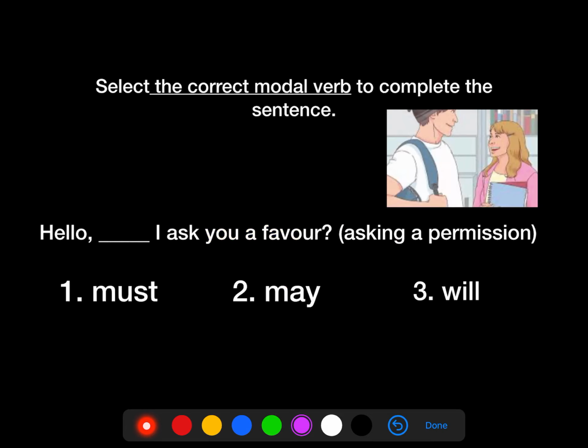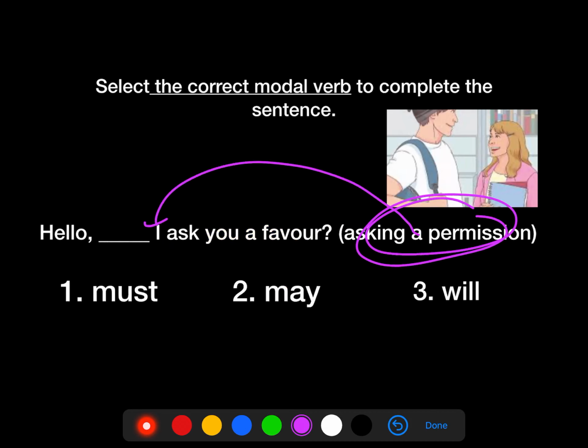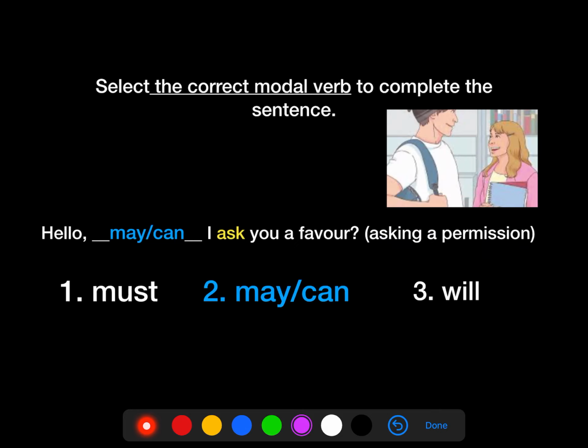So select the correct modal verbs to complete the sentence. Let's read the question. Hello, I ask you a favor. The hint says asking a permission, a modal verb which asks a permission. So we need to figure out. Hello, must I ask you a favor? Or may I ask you a favor? Or will I ask you a favor? Which would be the correct modal verb for this sentence? The answer is may.